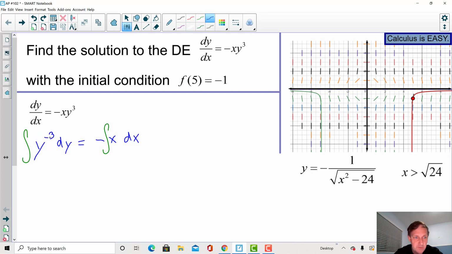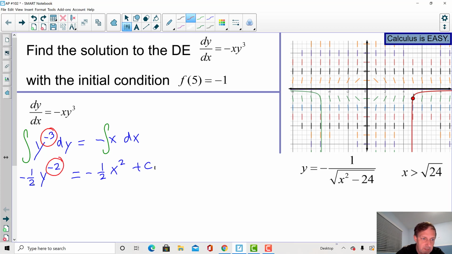All right, now I can do the integral on both sides. On the left side, we add 1 to that power, so we get -2, and then divide by that new power, so we're dividing by -2. On the right side, we add 1 to the power, so we get x squared, and then divide by that new power. I'm going to multiply both sides by -2 because we have a -1/2 here and a -1/2 here.